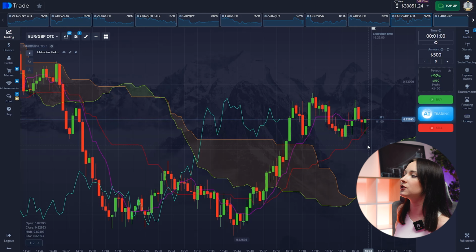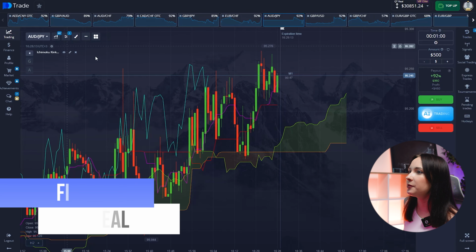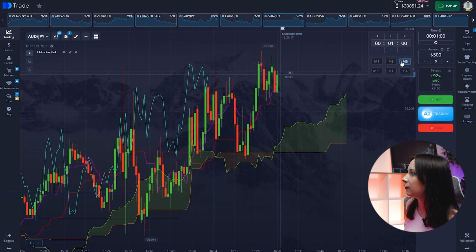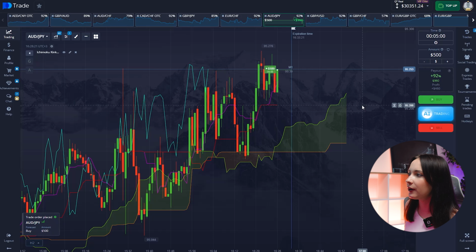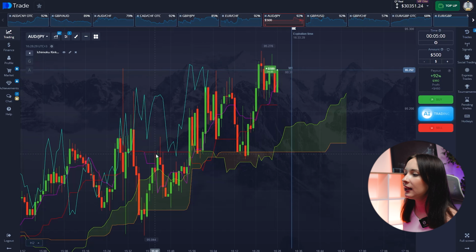Now let's switch to the trading process itself. Okay, I've opened the Australian dollar and Japanese yen currency pair chart, and I'm opening here a buy position for 5 minutes for $500. Now let me explain why I did it. Well, first of all, I noticed that my main currency pair chart lies above the cloud. That already means that we are working with a buy position.